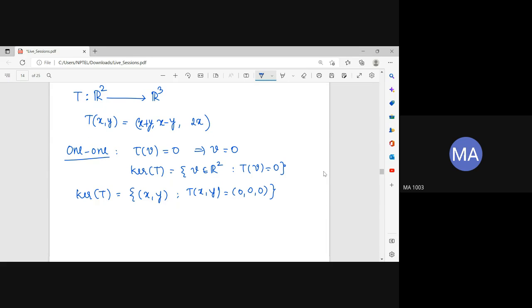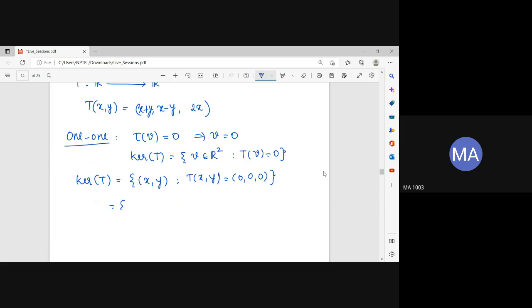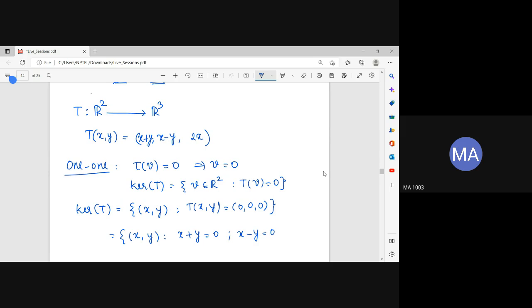What about this map? The set of x comma y such that x plus y is equal to 0, x minus y is equal to 0. Oh, again, wait, I'm doing something wrong. What am I doing wrong? Oh, I'm making the map not onto. I need to increase the rank.